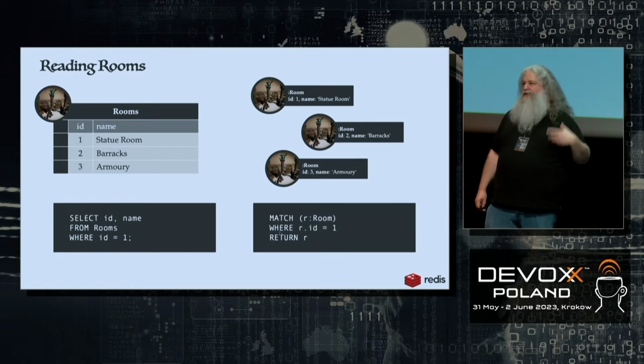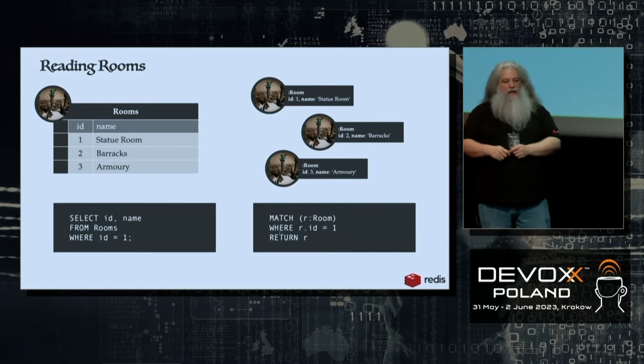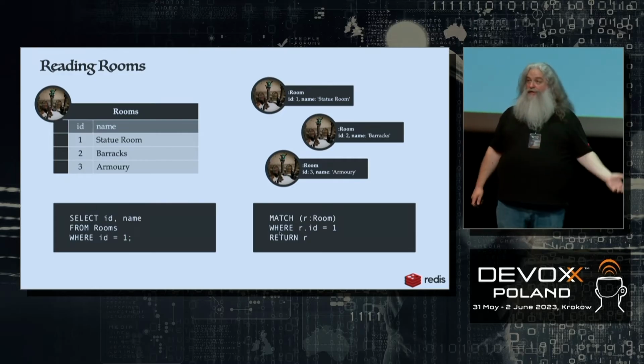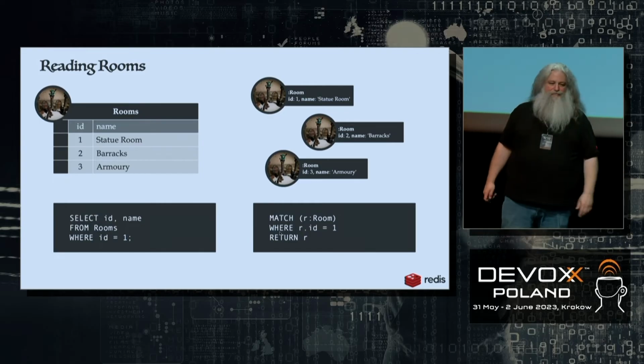This is conceptually what it's doing. Behind the scenes, it's optimizing this. It's not actually just pulling every node and then checking. And then we can return that node. And then this gives us the node and the data on that node.